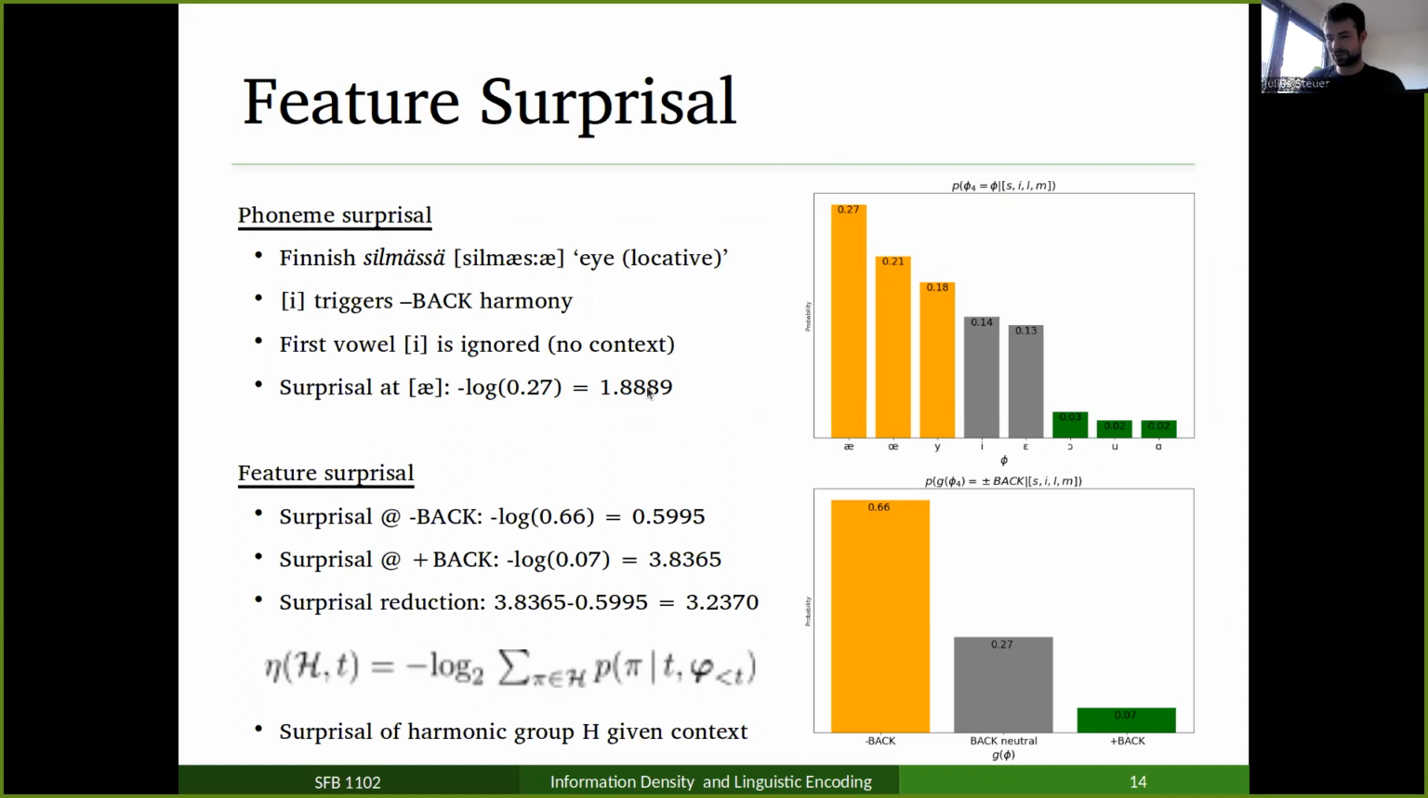But what we in the end wanted to do is to contrast the probability of encountering a harmonic vowel with the probability of encountering a disharmonic vowel, so one that does not belong to the same harmonic group. To quantify this, you also calculate the surprisal values for the disharmonic vowels. This happens as a summation over the probabilities of the individual vowels, and then the negative logarithm is taken.